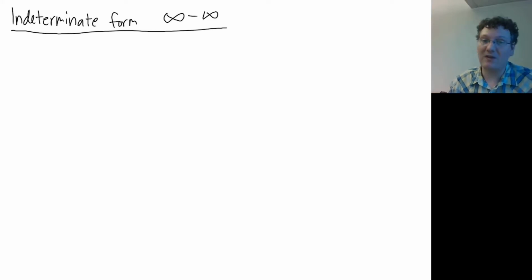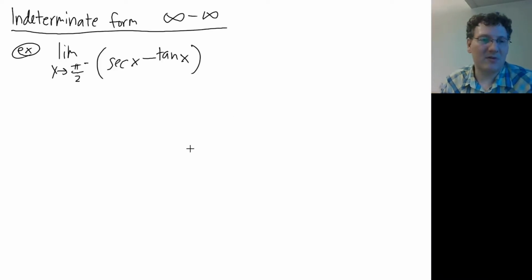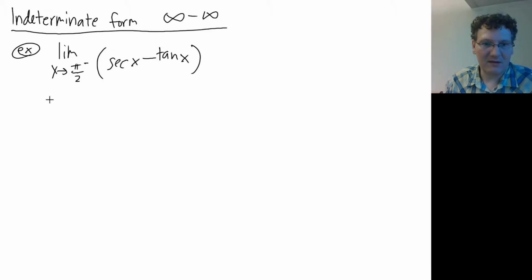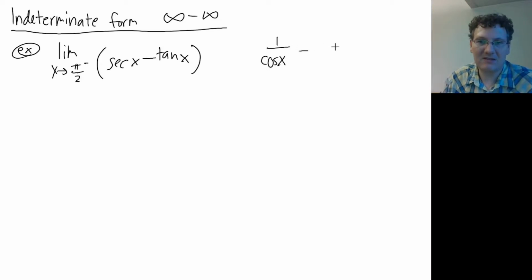Okay, if you have an indeterminate form of type infinity minus infinity, then you want to see if there's a way you can convert this into a quotient, because you can't use L'Hopital's rule directly; you have to figure out how to rewrite it. For example, take the limit of the secant of x minus the tangent of x as x goes to pi over 2 from the right. The secant is 1 over the cosine of x, and the tangent is the sine of x over the cosine of x.